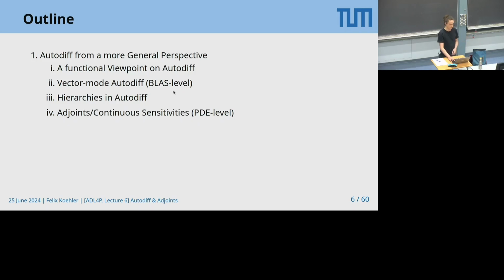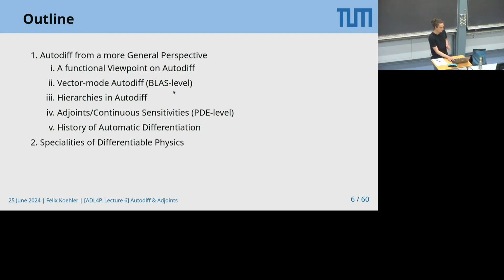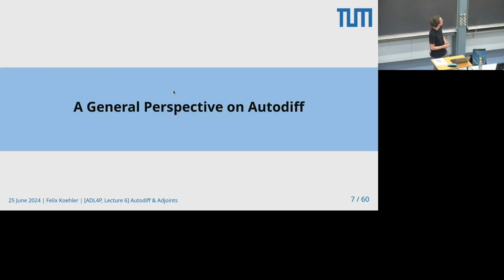And all this might eventually require a little bit of a discussion of the history of automatic differentiation and highlights also why we have these different viewpoints. This should be around 60 to 70% of the lecture. Then afterwards, I want to talk about some specialities in differentiable physics with respect to linear system solving and nonlinear system solving. And if time permits, we will discuss some advanced topics. And yeah, okay. With this outline out of the way, let's start with the first part of the lecture, this general perspective on automatic differentiation.